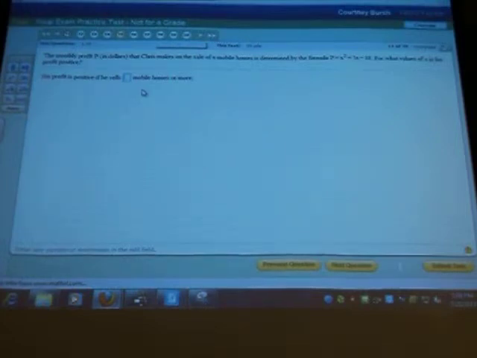Okay, 15. The monthly profit P that Chris makes from the sale of X mobile phones is given by the formula P equals X squared plus 3X minus 88. For what values of X is his profit positive? What do I mean by positive? Greater than 0. Positive means greater than 0.